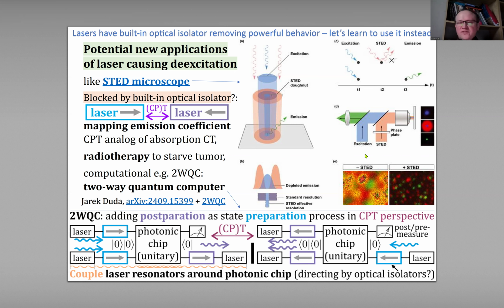I would like to propose a few more applications of lasers causing de-excitations. Usually lasers tend to have a built-in optical isolator, which removes some behavior. I would like to convince you that this is very interesting and could have many applications. So here is, let's say, the laser. Here is the optical isolator, which allows photons to go only toward the right, from the laser toward the target.